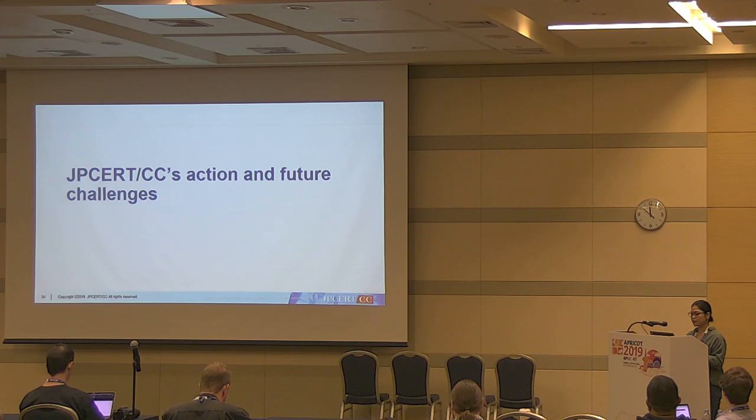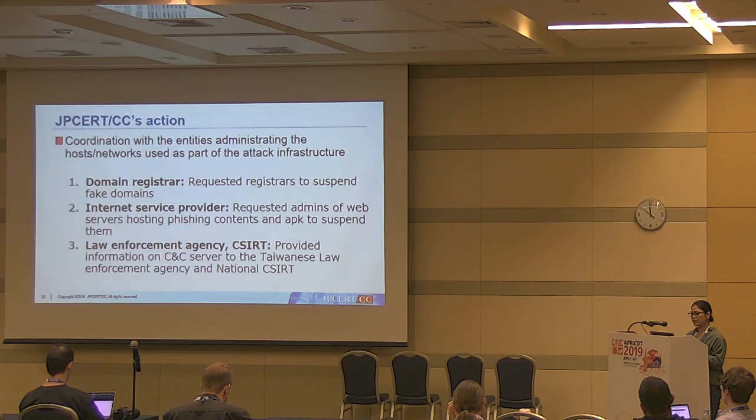Our actions and future challenges. There are three things that we have done so far. Number one, domain registrars: we informed them of fake domain information and requested that they suspend the domains. Number two, for ISPs, we asked the admins of web servers to take down the phishing content and APK files so they cannot be accessed from the internet. And number three, law enforcement agencies and national CSIRTs: we provided related information, such as the CNC server IP addresses and APK file hash values, to the Taiwanese law enforcement agency.